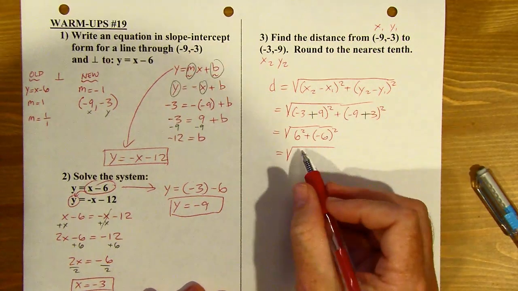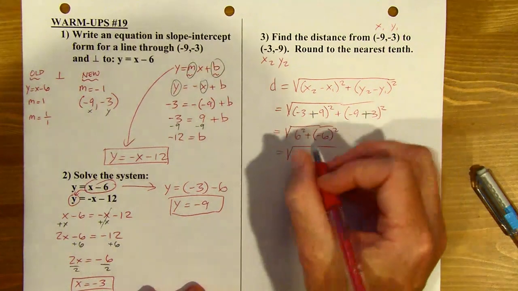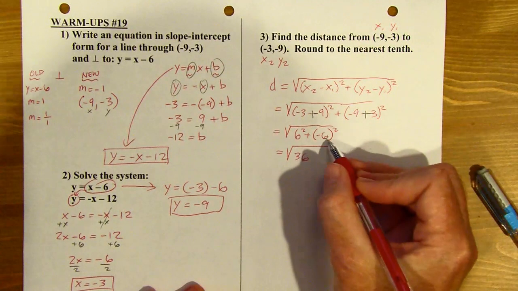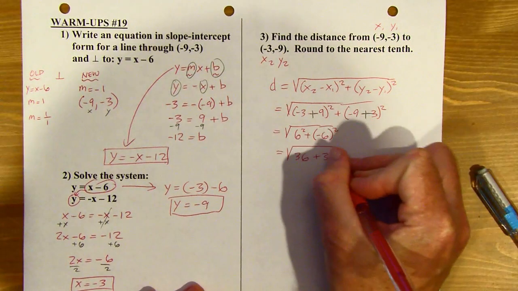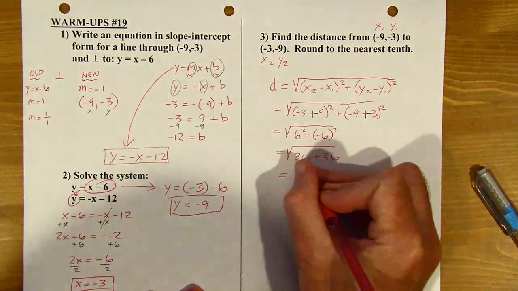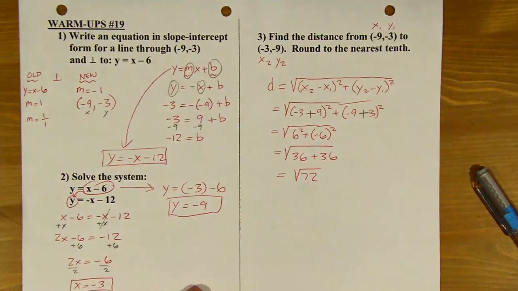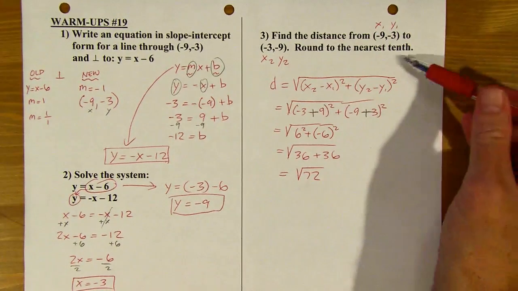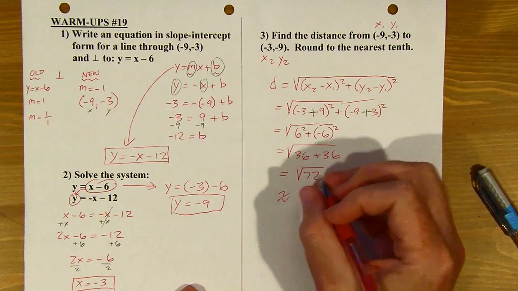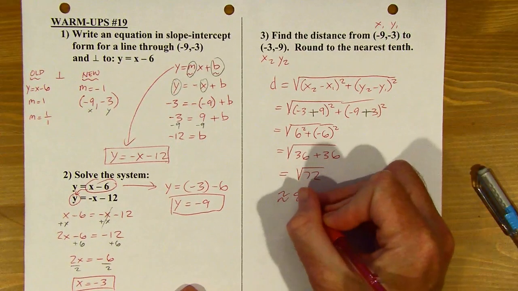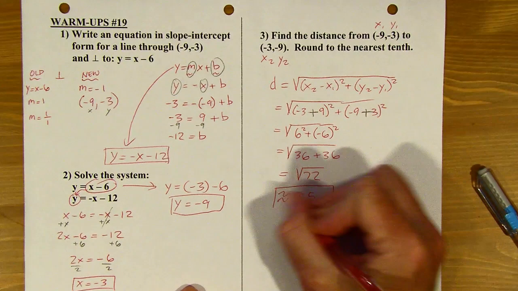Okay, now I'm doing the exponents. 6 squared is 36. This is not negative 36. It's negative 6 times negative 6. That'll come out positive, so positive 36. When I add that together, I get the square root of 72, which is fine for me, but this asks to round to the nearest tenth, so you'd want to put that into a calculator, and that's going to come out to about 8.5. Okay, and that's it.